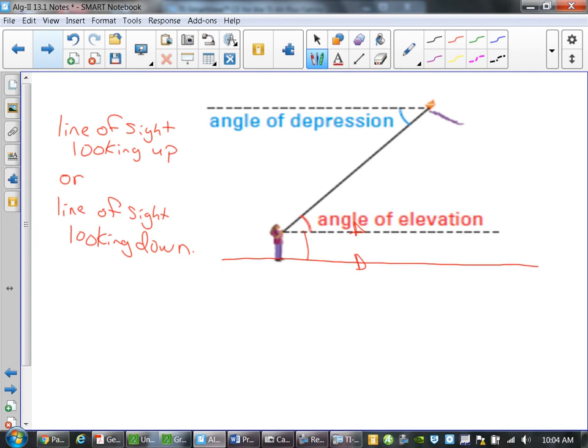Angle of depression is line of sight looking down. It's still parallel to the ground. You get angle of depression, angle of elevation. They are congruent to one another because of two parallel lines cut by a transversal. You get alternate interior angles that are congruent.